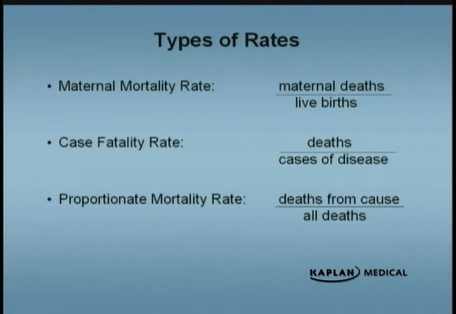Proportionate mortality rate is something different. It's death from a given cause, let's say heart disease, divided by all deaths. The denominator here is all deaths. And so what you're getting in proportionate mortality rate is, of all the people that died, what fraction, what proportion died of this particular cause. Case fatality rate, death divided by people with the disease. Proportionate mortality rate, death from a given cause divided by all deaths.